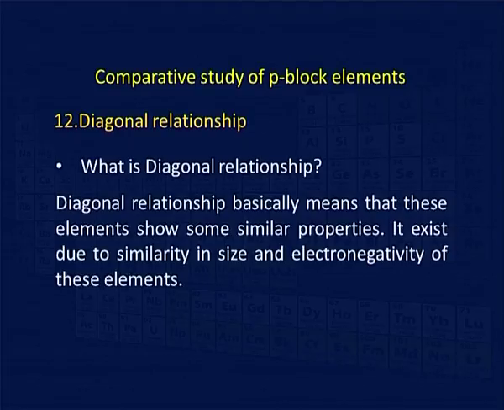Let us discuss the diagonal relationship, which is a very specific and exclusive property revealed in the elements. On moving across the period from left to right and going slightly one period lower, you will find similar size and electronegativity values, which gives a diagonal relationship in some of the properties. Let us discuss what the diagonal relationship is. The diagonal relationship basically means that these elements show some similar properties. It exists due to similarity in size and electronegativity of these elements.